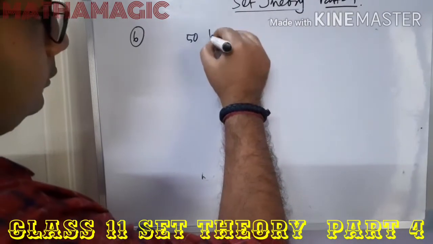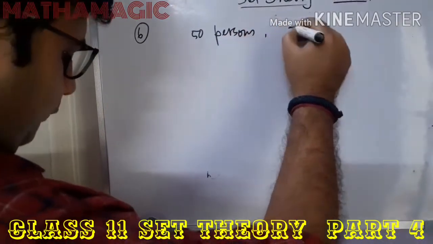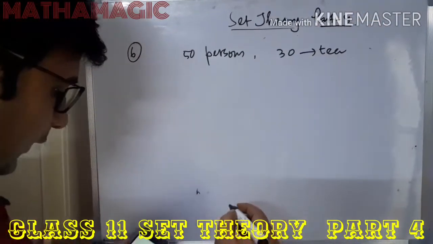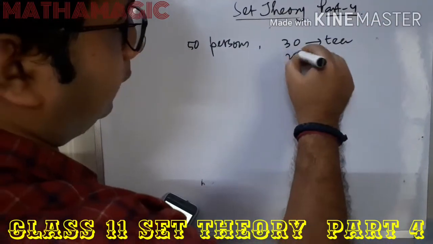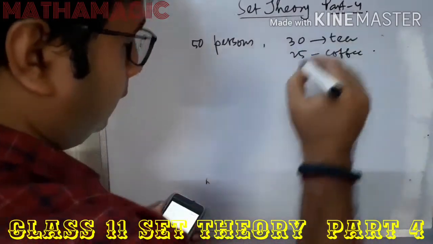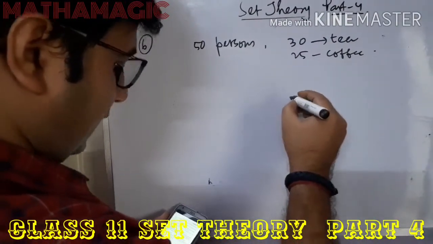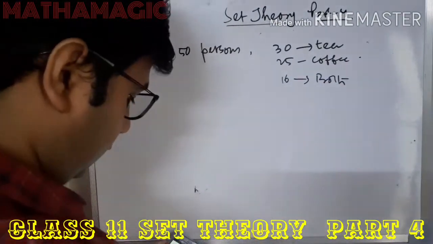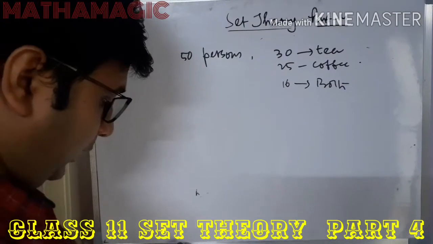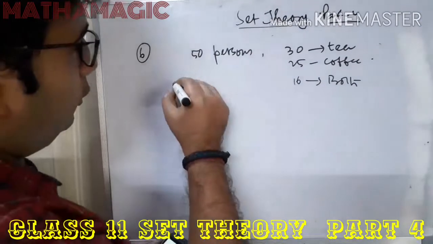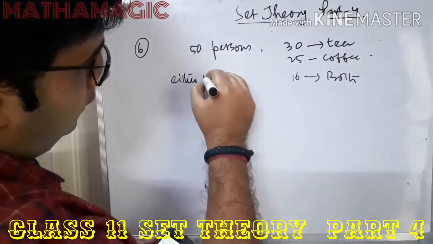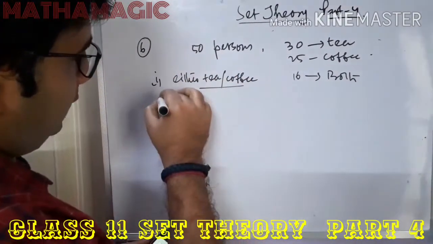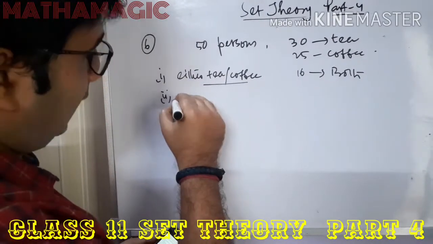There is a group of 50 persons, 30 like tea, and 25 like coffee, and 16 like both. Now we need to find how many of them like either tea or coffee. First question is like this. The second part states neither tea nor coffee.